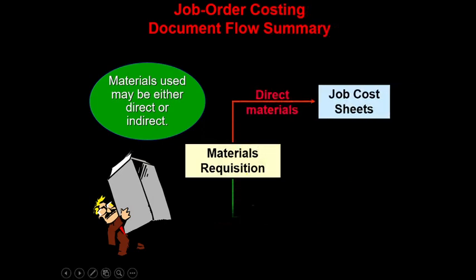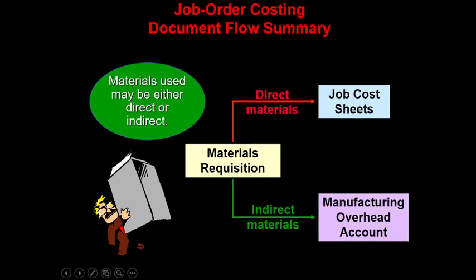And then from there, you come up with a materials requisition slip, based on the production order or sales order. This will be the materials that are required. In your materials requisition, it will include your direct materials and indirect materials. Direct materials go directly to your job cost sheet, while your indirect materials will go to your manufacturing overhead account. This is where you accumulate the cost of manufacturing overhead.